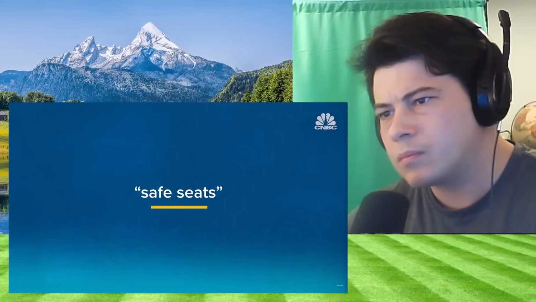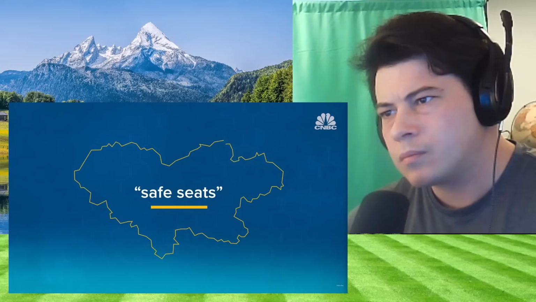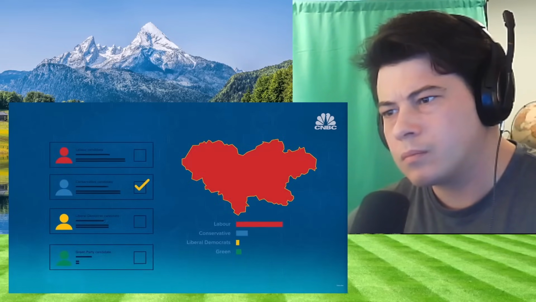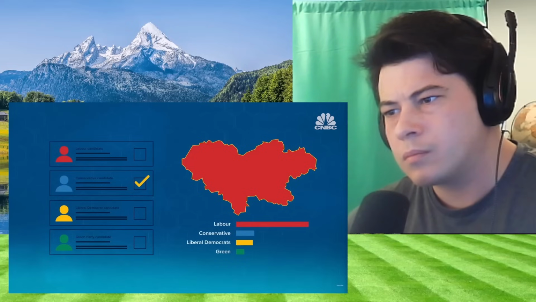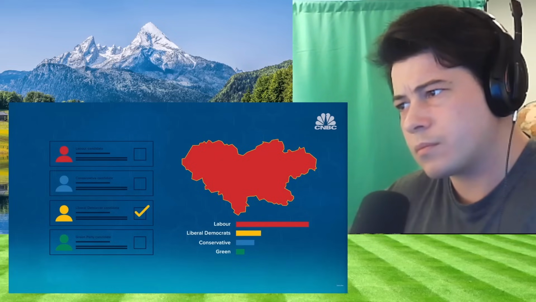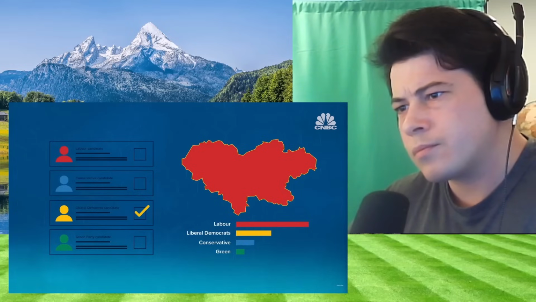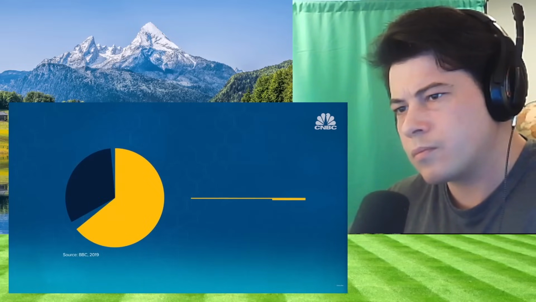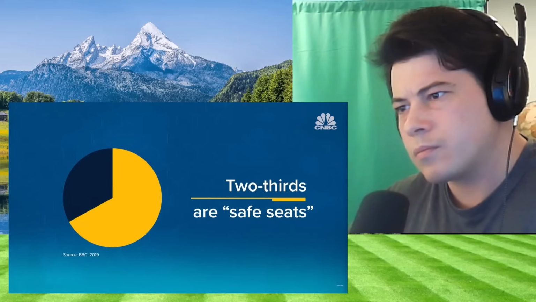Take so-called safe seats. If you're a voter that lives in a constituency that usually returns a Labour MP, for example, you may feel there is little point in backing a Conservative candidate because they are unlikely to be elected. When this happens, and it happens a lot, voters may choose to vote against a candidate they dislike rather than for one they prefer. Or they might not vote at all. Around two-thirds of constituencies in the UK are considered safe seats.